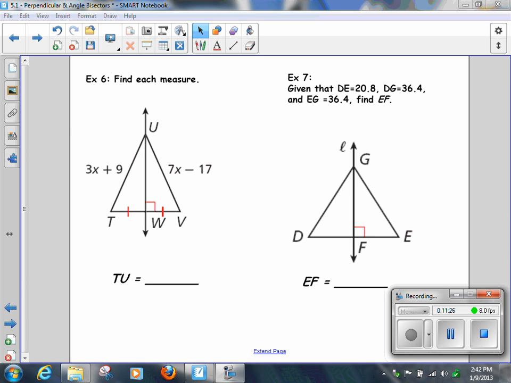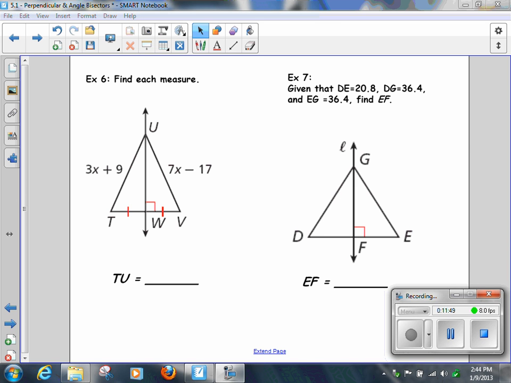Find each measure. Find TU. See if it's on the back of something. All right, here we go. Good luck, guys. All right. Okay, hold on, folks.